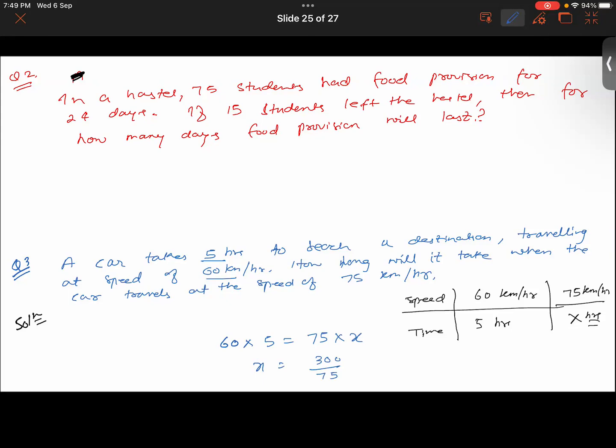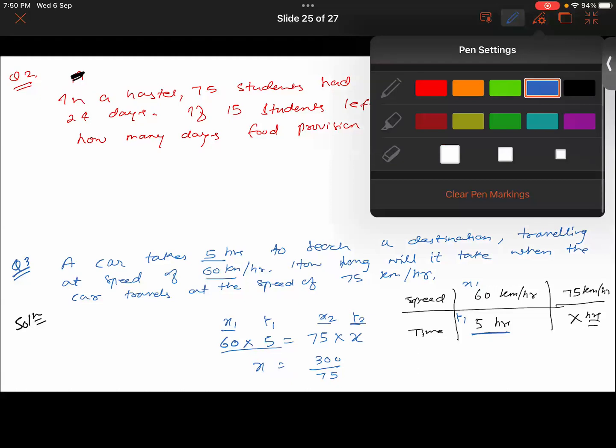Sir, I didn't take it in minutes. I took it in hours. You took it in hours. Yes, sir. I have also taken it in hours, 5 hours. I haven't changed the unit. I have multiplied the 300. No, look, this is x1, this is y1. You know the formula to solve that inverse proportion question: x1 y1, x2 y2. So just multiply it now. x1, y1, x2, y2. Okay, so now do the calculation and get your answer.